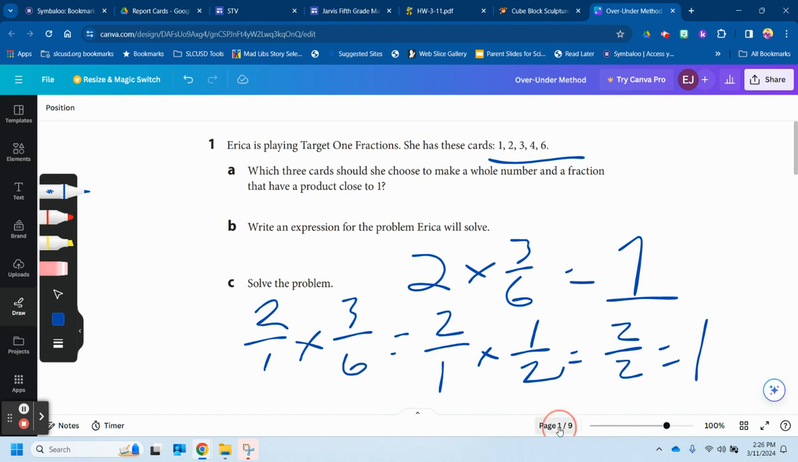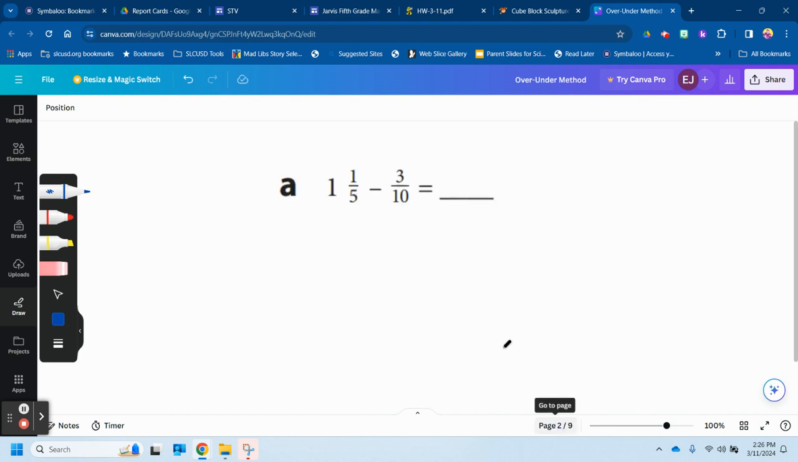What's another way to come close? Okay, so for this one, when we're adding or subtracting, we need to find a common denominator between 5 and 10, and I think 10 is our target here, so I'm going to rewrite it. What times 5 is 10? 2. So 2 times 1 is 2, minus 3/10.